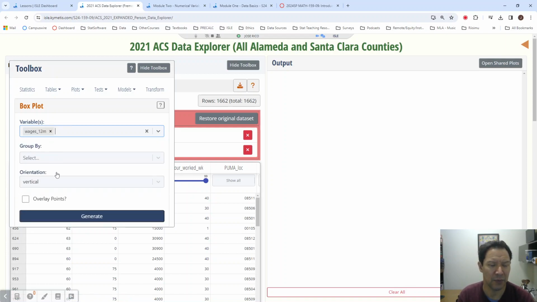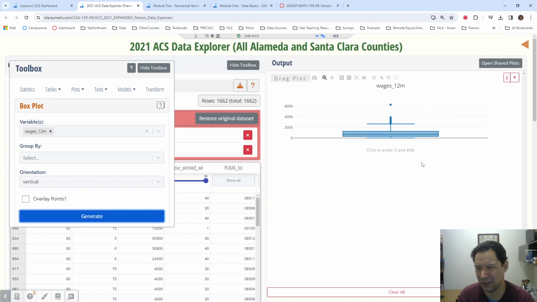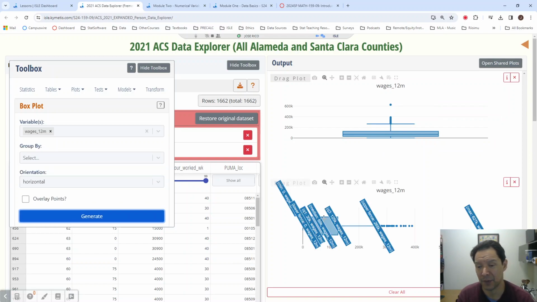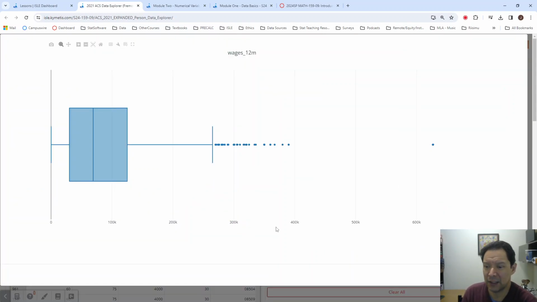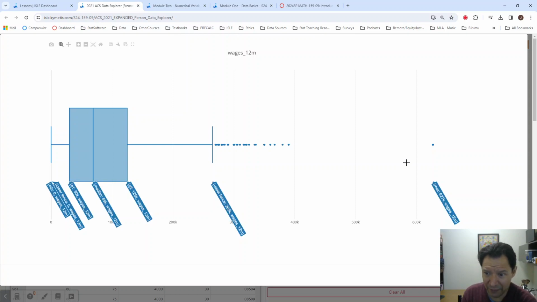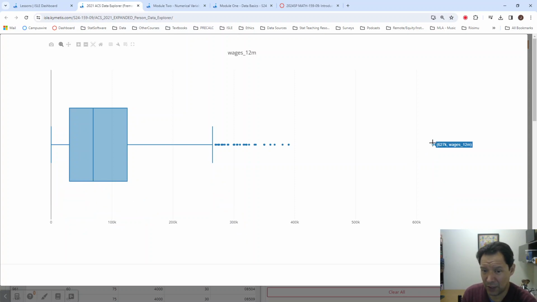I'm not going to do a group by. Now I could do vertical, but you can see it's very difficult to see what's going on there. So it's much better to do horizontal, I think. It lays it out a little, you can see it better. And then we ask, what are we seeing here? Well, obviously we see these outliers over here.